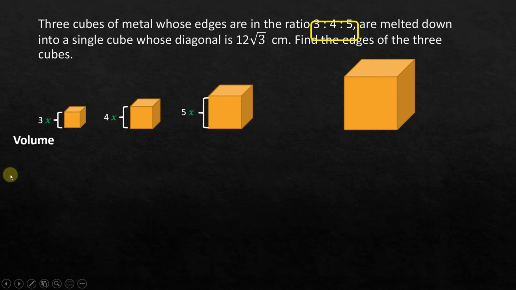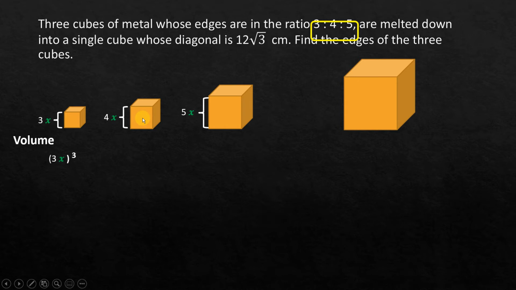Then the volume of the first cube is, if you need to find the volume of the cube, the formula is length times breadth or width times height. But again in the case of a cube, all the edges are of equal lengths. So if this is 3x, this is also 3x, and this is also 3x. So 3x times 3x times 3x, which is (3x) to the whole cube.